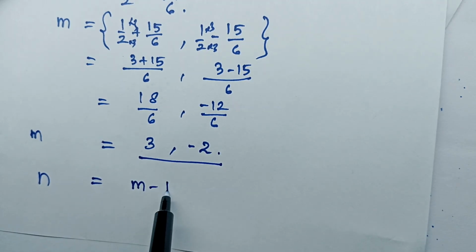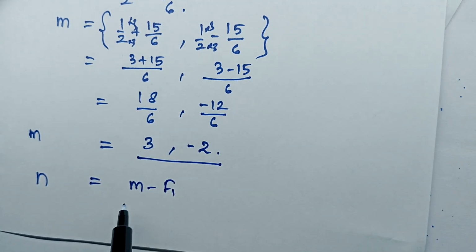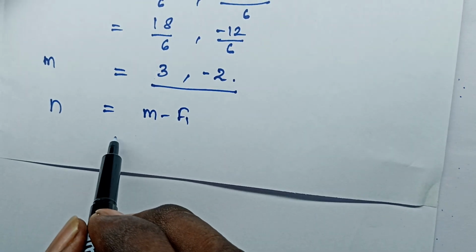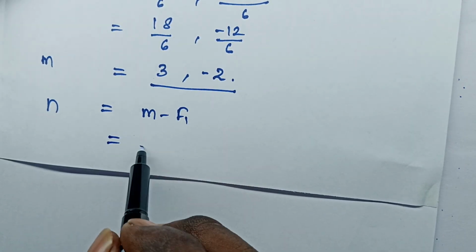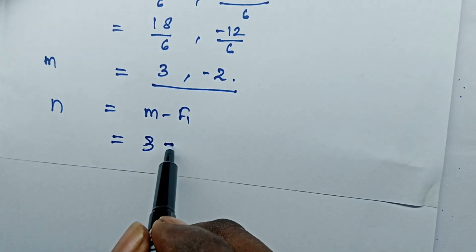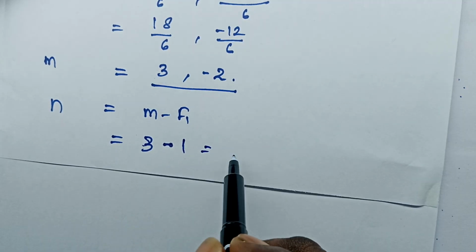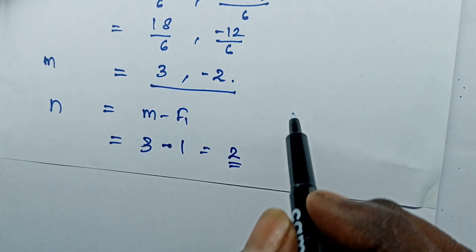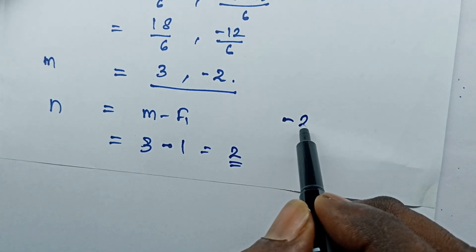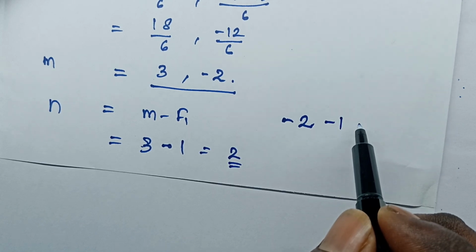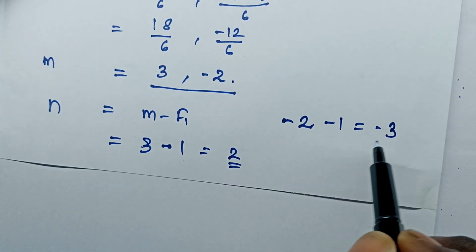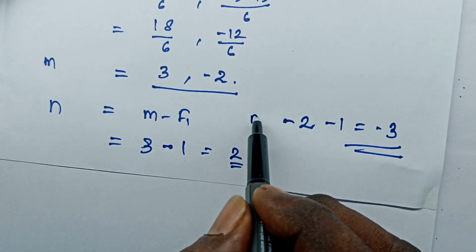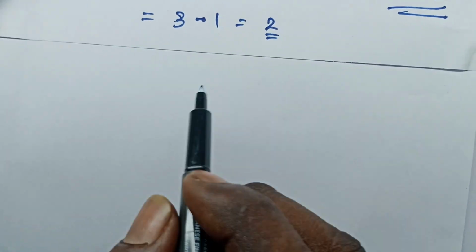And n equal to m minus f1. m is 3, so 3 minus f1, 1, equal to 2, and minus 2 minus 1 equal to minus 3. n equal to. Now verify the value.